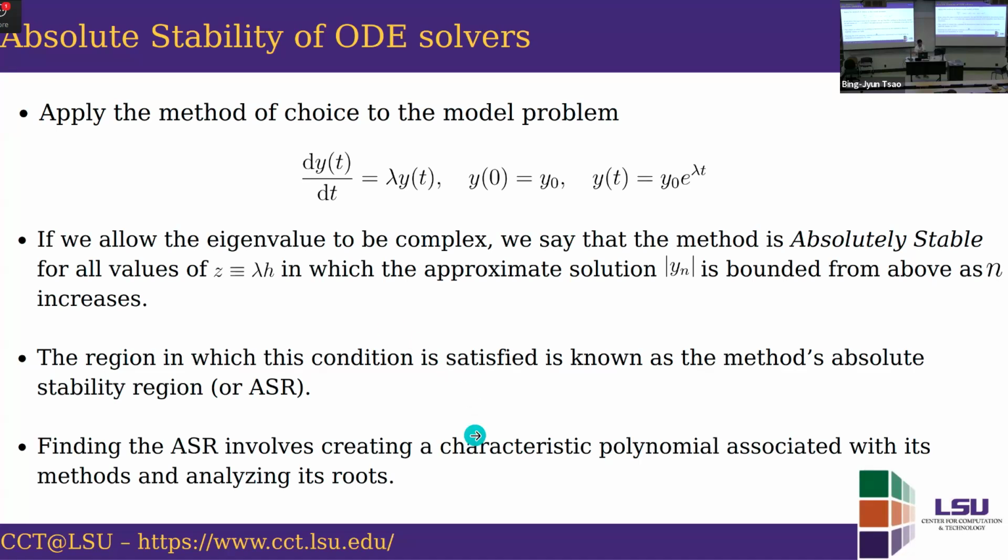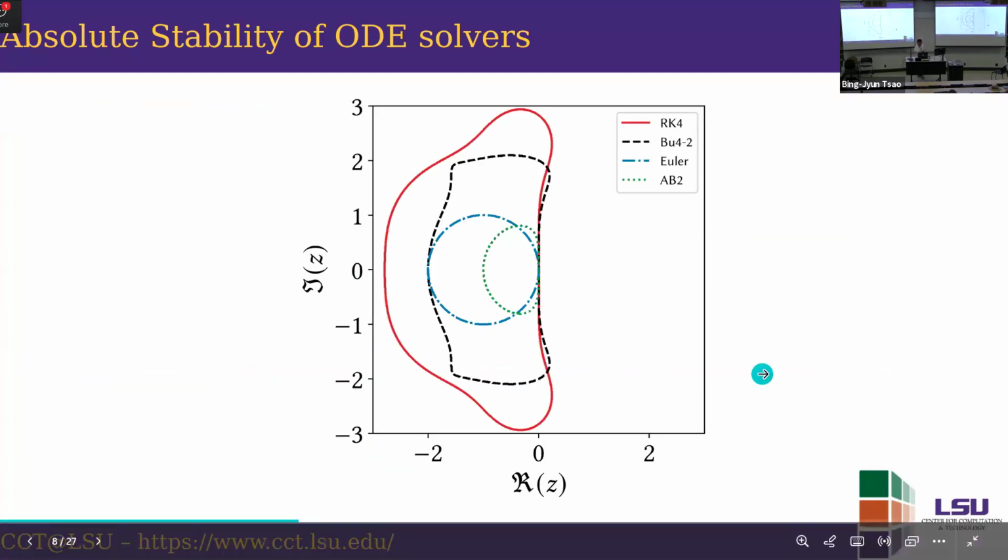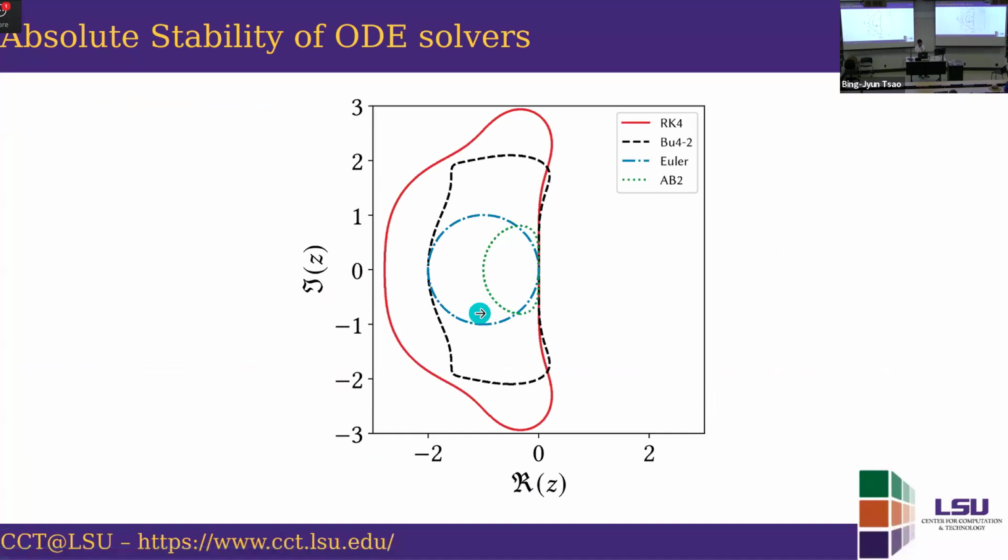So how do we find this region of absolute stability? Well, there's some math behind this. I don't want to get into too much detail, but it involves finding a characteristic polynomial associated with the method, and then you find the roots of that polynomial, and there are some conditions on the roots, and then you get something that looks like this, right? So here we have the real part and the imaginary part of lambda h, right? And if lambda h falls within these regions here, we say that our method is absolutely stable.